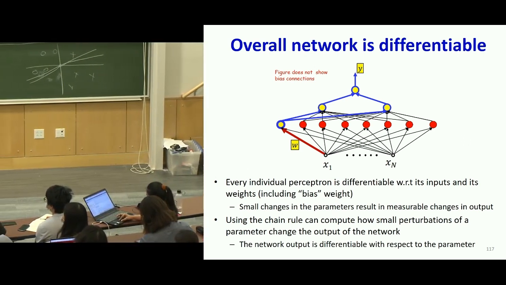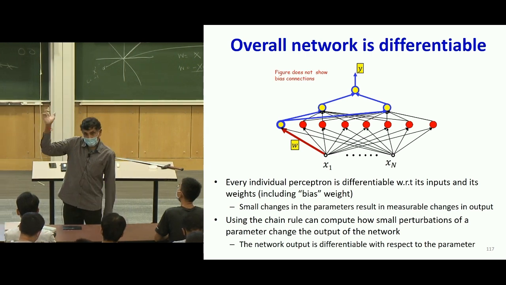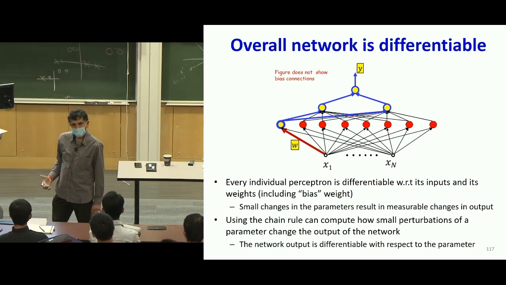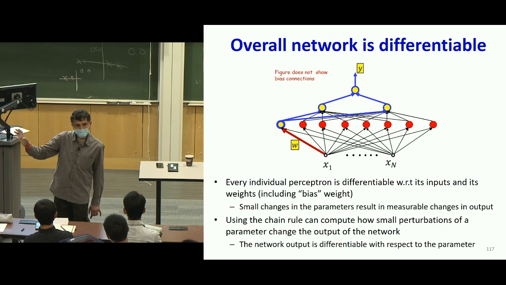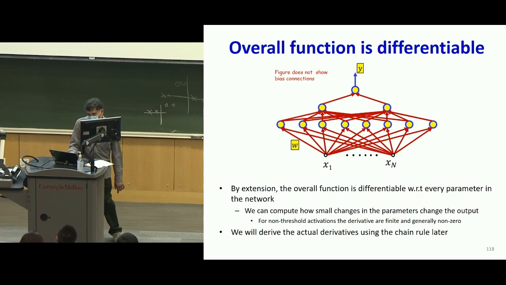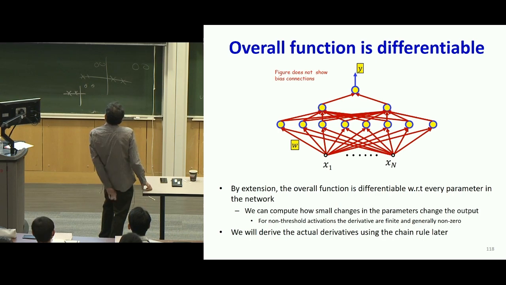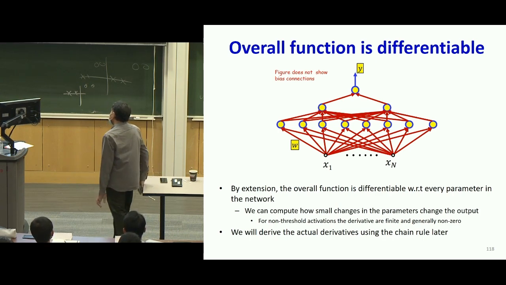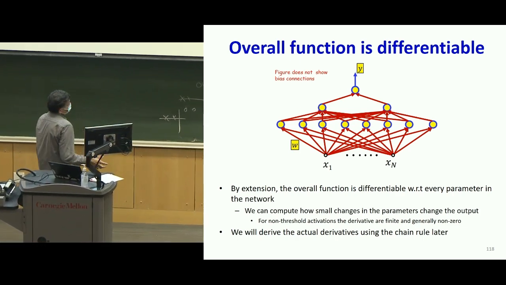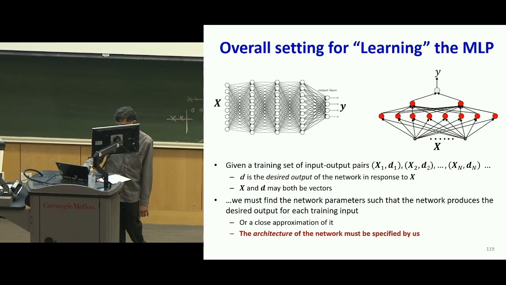And so therefore, I can tell you how much a small perturbation of w changes the final output, and I can tell you if it's going in the right direction or the wrong direction, and I can decide which way to perturb my w. Making sense to everybody? Right? So this is basically what we are going to try to use. So this overall function is differentiable with respect to every parameter in the network. And we can compute how small changes in the parameters change the output, and the actual manner in which these derivatives are computed, we'll see in the next class.